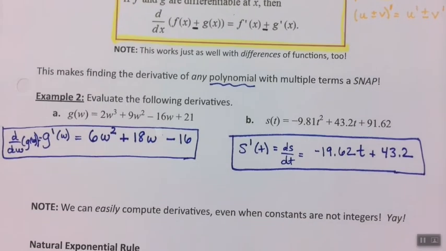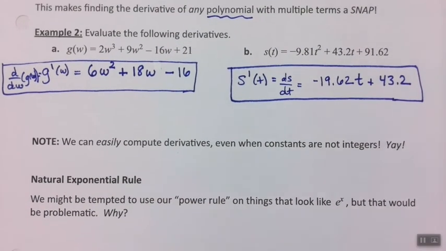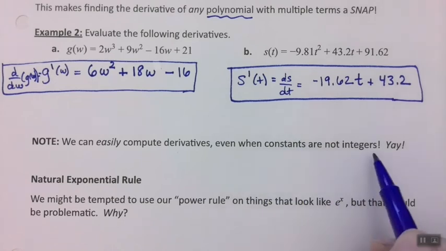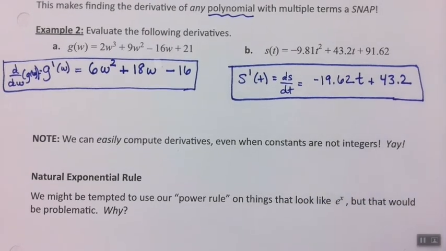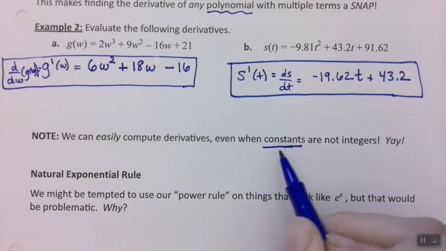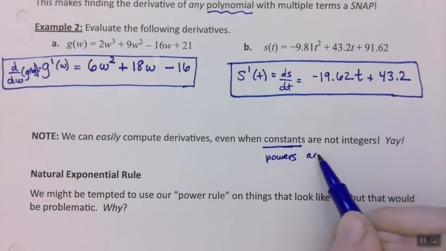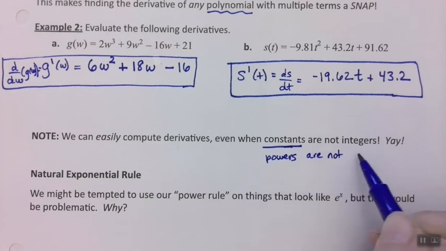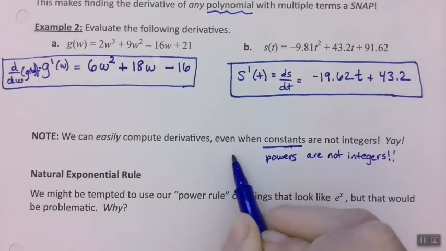So that means that we can compute derivatives quite simply, even when the constants are not integers, even when they're decimals, even when they're fractions, all that good stuff. And actually even when the powers are not integers, because we saw that with fractions and radicals, it worked out nice and easily.